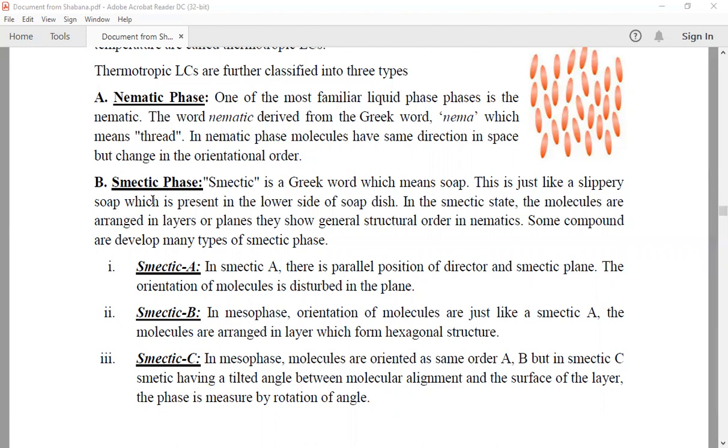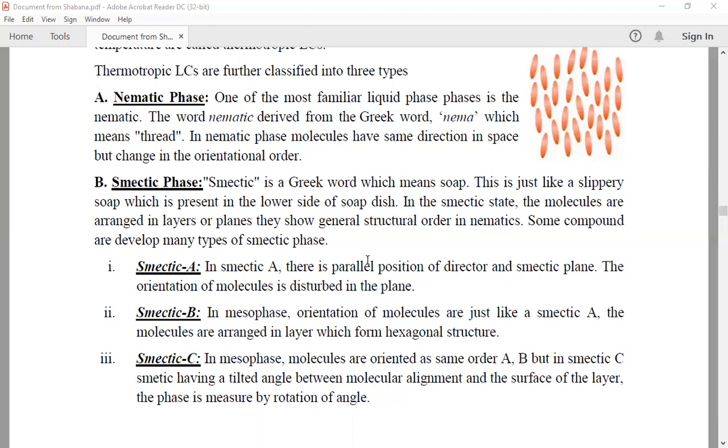Coming to the second type of thermotropic liquid crystal, known as the smectic phase. In the Greek, smectic means soap. The substances that form a smectic phase are soap-like. In the smectic liquid crystal, there is a small amount of orientational as well as positional order.